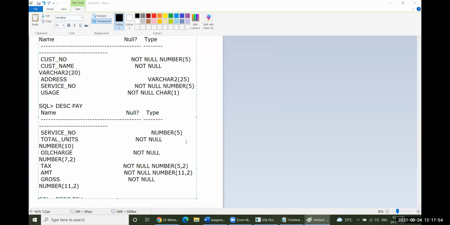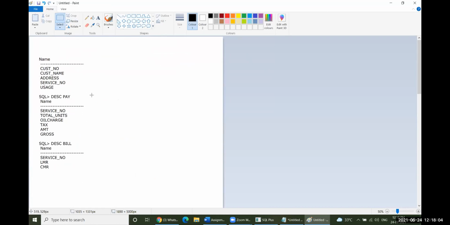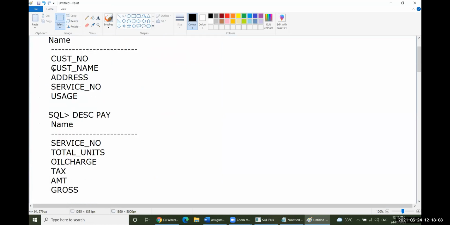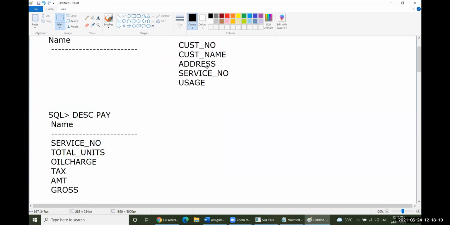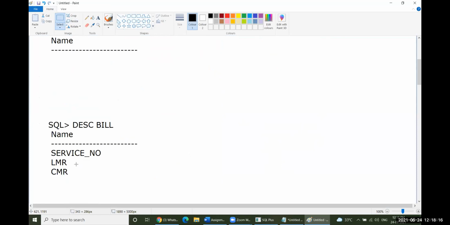So this is the specification where exactly you need to consider here. Let me eliminate up to some extent here, let me delete this one. So here, this is the customer table, the actual table which is available with the customer, this is the actual table available with the pay, and this is the actual table with the bill.